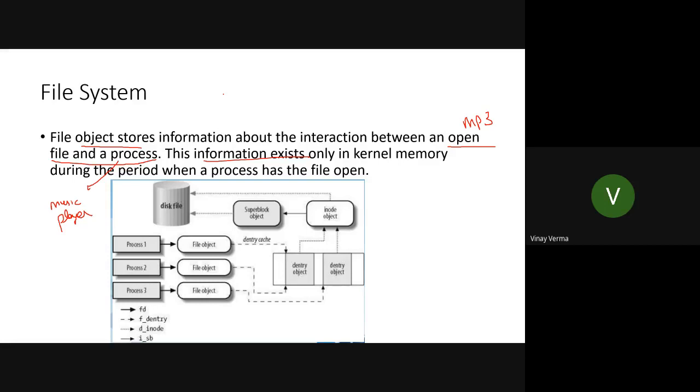So this information exists till the process is open, when the file is open. As soon as we close the file, everything gets deleted, everything gets closed. So when we save the file and close Word or the music player or music editor, the file gets saved and we are ready to open a new file. So that is the file system.